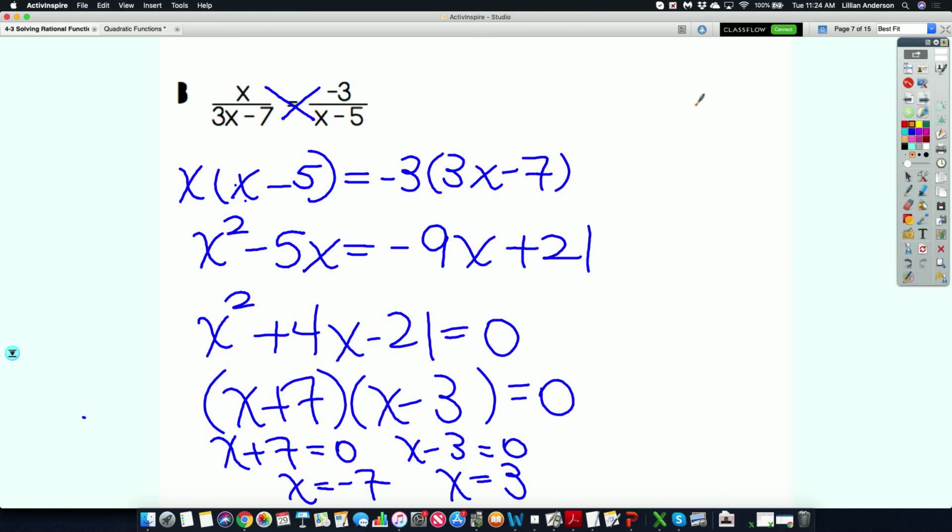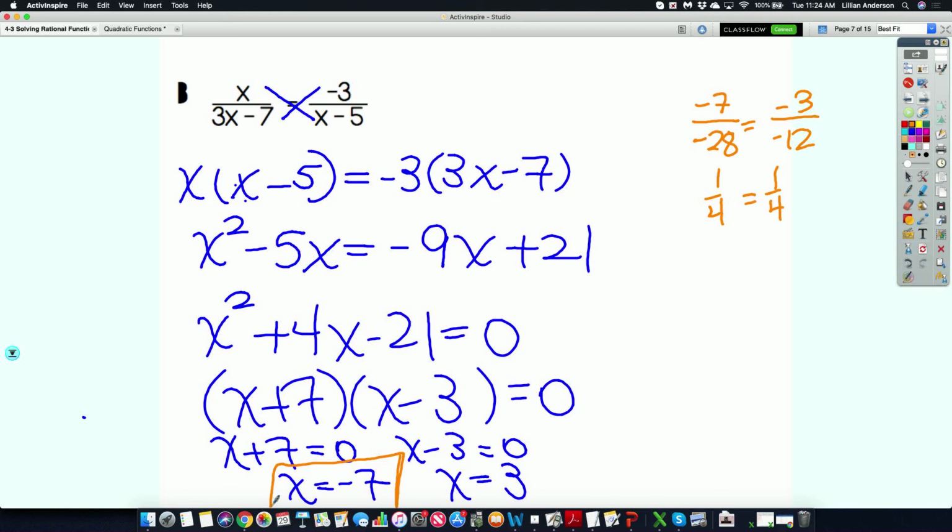Quick check. Negative 7 all over, what's negative 7 times 3? What's negative 21 minus 7? And then negative 3 over, what's negative 7 minus 5? Two negatives make a positive. And what does 7 over 28 reduce down to? And isn't this one 1/4 as well? So negative 7 works.